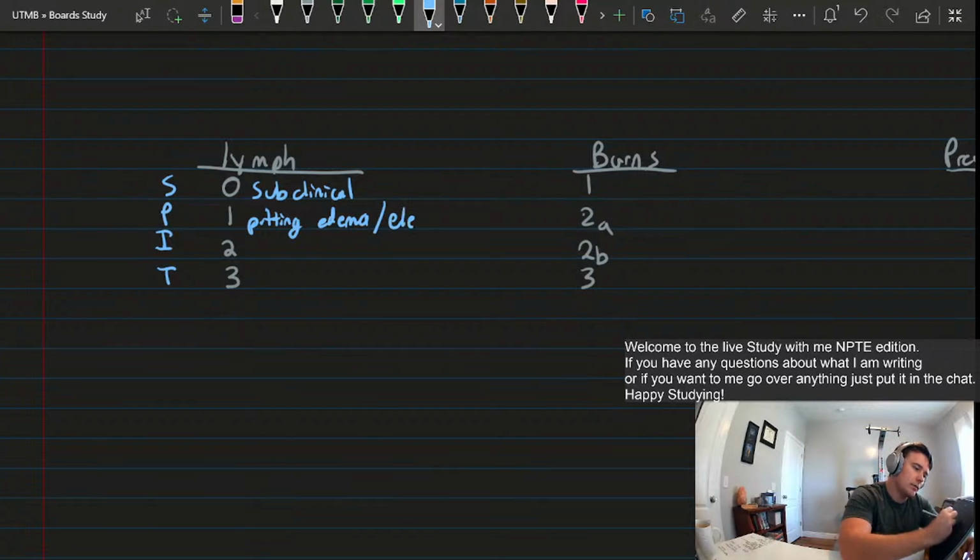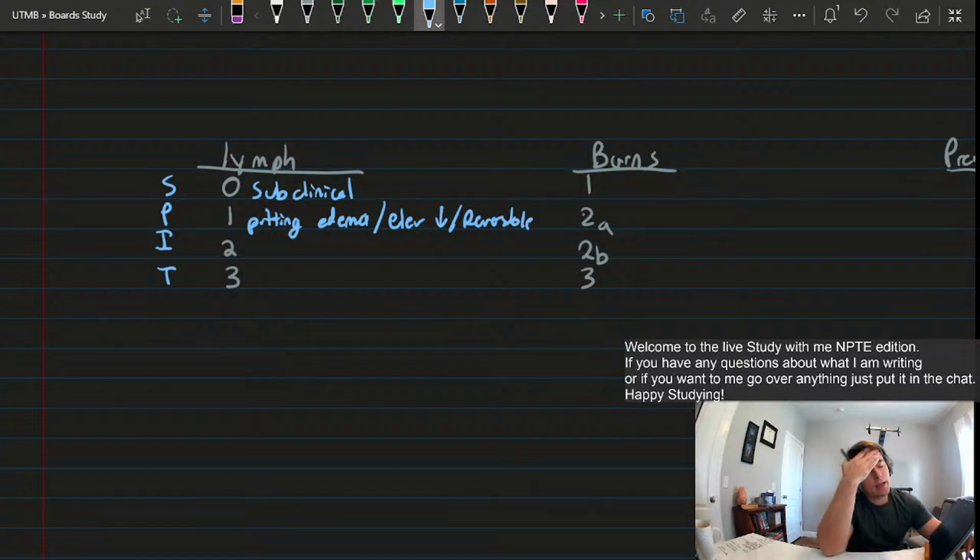With elevation, it decreases, or you can say it's reversible. So if it says something like swelling is worse when the patient stands, but whenever they elevate the leg it decreases, then you're going to automatically give it a 1. You can think of a 1 as a leg straight up and down, and it helps the fluid flow down. A 2 is irreversible.